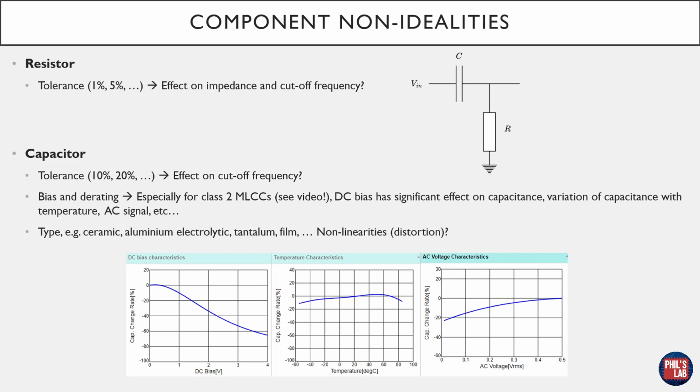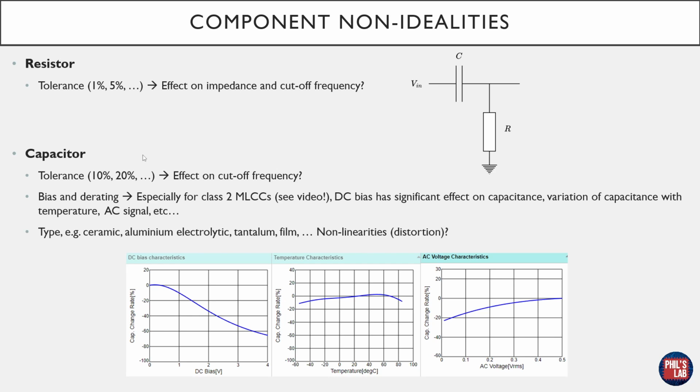What we also saw in the measurements is that component non-idealities had quite an effect on the cutoff frequency and performance of the filter. For example, the resistor, we might have a certain tolerance. This might be 1%, 5%, or even worse. And of course, that'll have an effect on the impedance seen by the source, as well as the cutoff frequency. As the cutoff frequency was f equals 1 over 2 pi RC, as R varies for a fixed C, then of course f will vary. Similarly, for a capacitor, we have a tolerance which might even be worse, so 10 or 20%, and again, that'll affect the cutoff frequency in a similar manner.